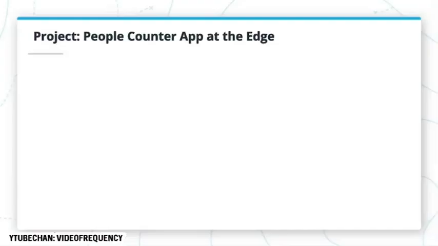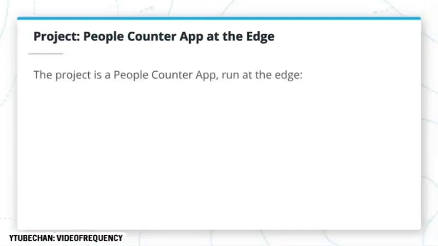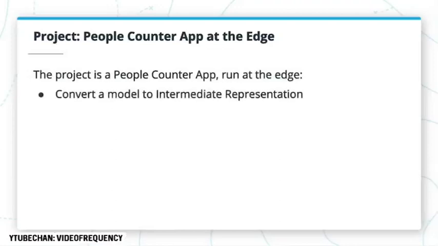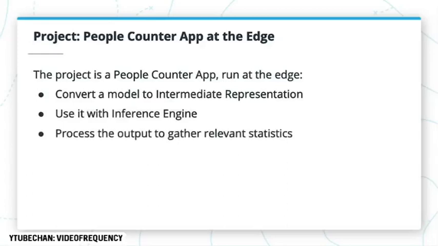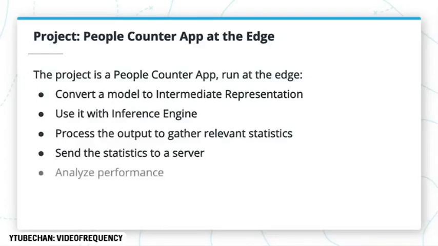One last thing before we kick off. A brief look at the project you'll build at the end of the course. The project at the end of the course is to develop a people counter app at the edge. First, you'll convert a model to the intermediate representation, use it with the inference engine, process the output to gather statistics, send those statistics to a server, and then perform analysis on both the performance and further use cases of your model. By the end of this course, you'll have all the skills needed to build this project and more.